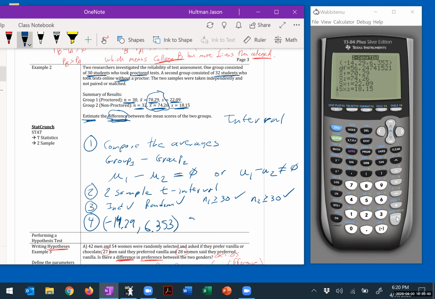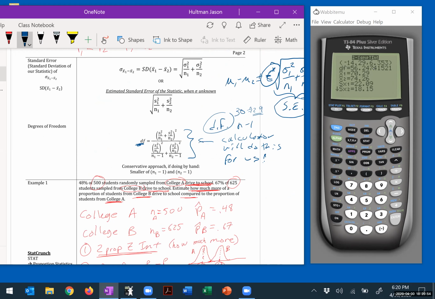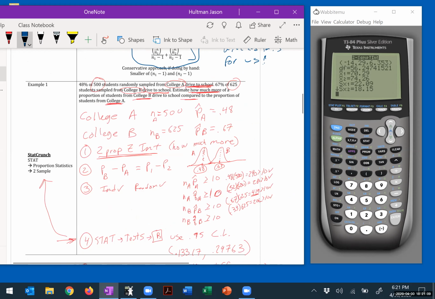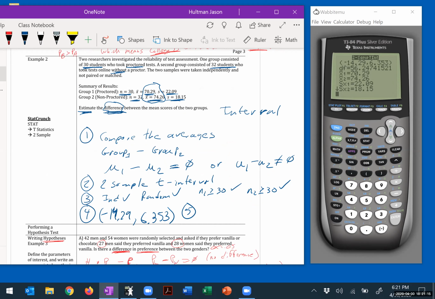Okay, so what's our conclusion? Notice that the calculator did calculate the degrees of freedom for me as 56.247. That's this hellacious calculation up here. The calculator does that for me. It also calculates the t star for me based on that number of degrees of freedom, which you couldn't even do if you didn't have the calculator. And then it calculates everything else we gave it, and it gives us our interval.